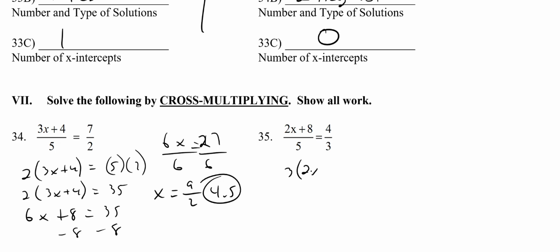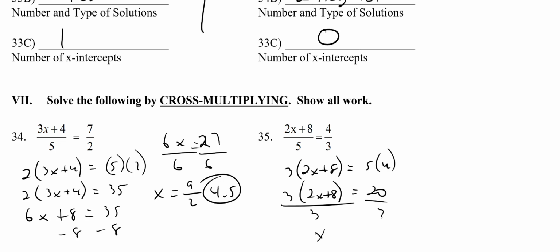It's 3 parentheses 2x plus 8 equals 5 times 4. So 3 times 2x plus 8 equals 20. Divide by 3. X equals 20 over 7. Or, sorry. Let me erase this. It's 2x plus 8 equals, am I good here? No. This is the way I wanted to solve it. Sorry. It is a different way to solve it, but that's not the way I want to show you.